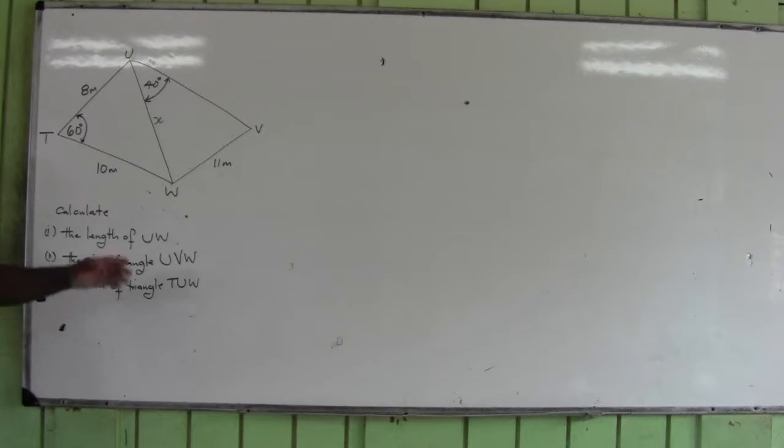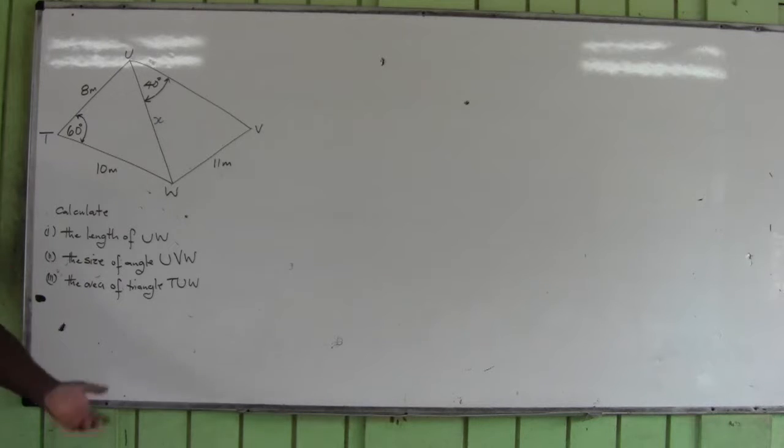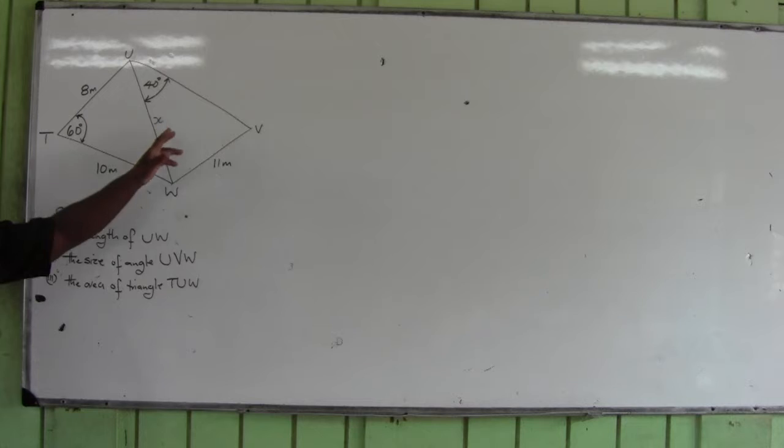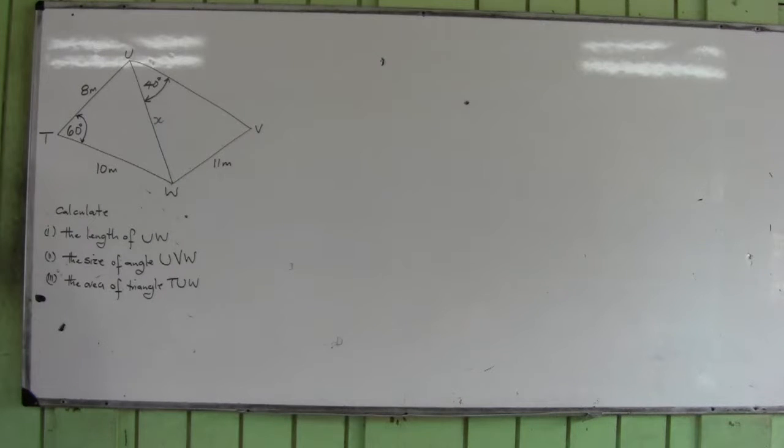The reason I can only use the triangle on the left is because whenever you use calculation to solve a triangle, you must first know three things about that triangle: two sides and one angle, or two angles and one side. But you must first know three things about the triangle before calculation can be used to solve that triangle.